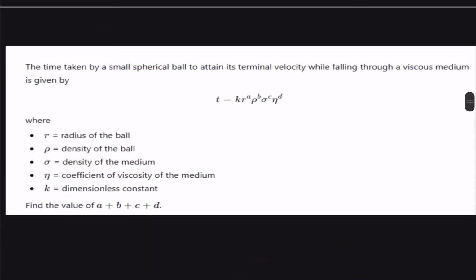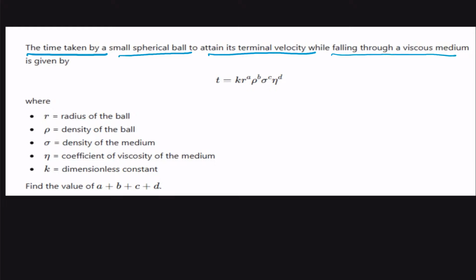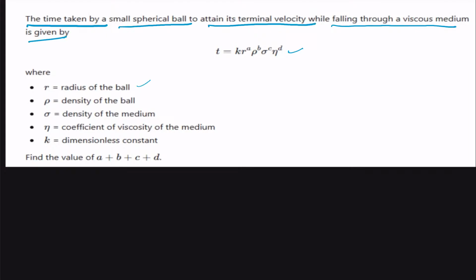solution for that. Okay, so this question was from dimensional analysis, and it was a little bit tricky. It states that the time taken by a small spherical ball to attain its terminal velocity while falling through a viscous medium is given by this relationship, where r is the radius, density, medium, and coefficient of viscosity, and k is a dimensionless constant. Find the value of a plus b plus c plus d.